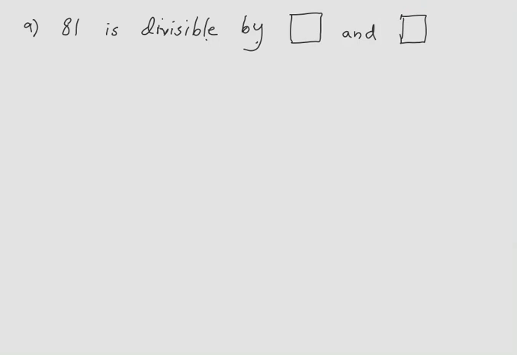81 is divisible by box and box. We have to find both of the values. So starting from 2, as I explained already, if the last digit is even... the last digit is 1, and 1 is not even, so it is not divisible by 2. Check it for 3. The rule for 3 was, if the sum of its digits is divisible by 3, that number is divisible. 8 plus 1 is equal to 9. So 9 is divisible by 3, so 81 is definitely divisible by 3. Write 3 in the first box.